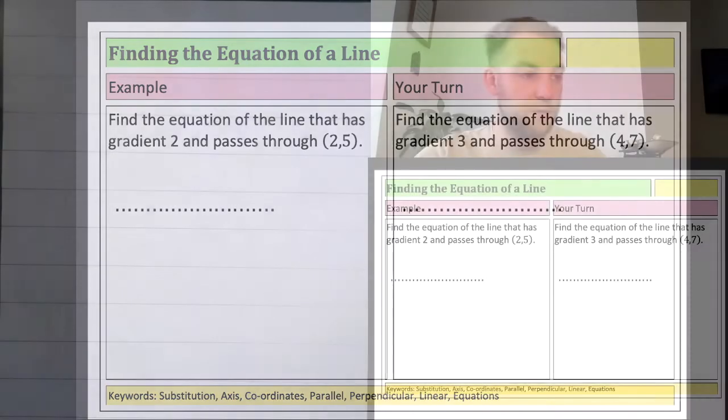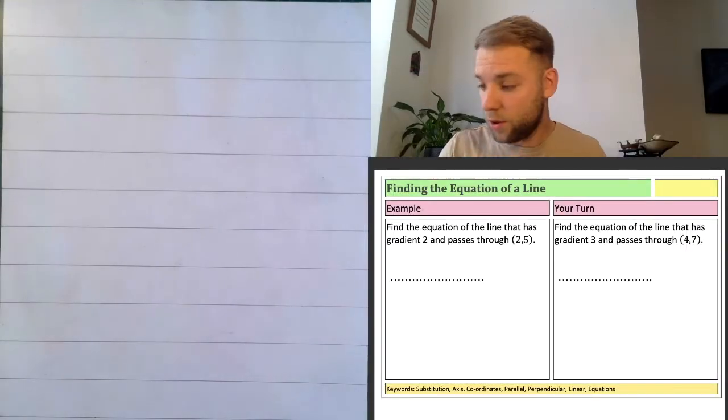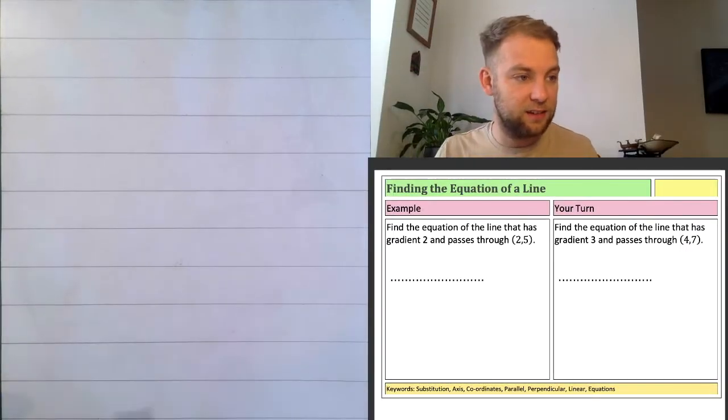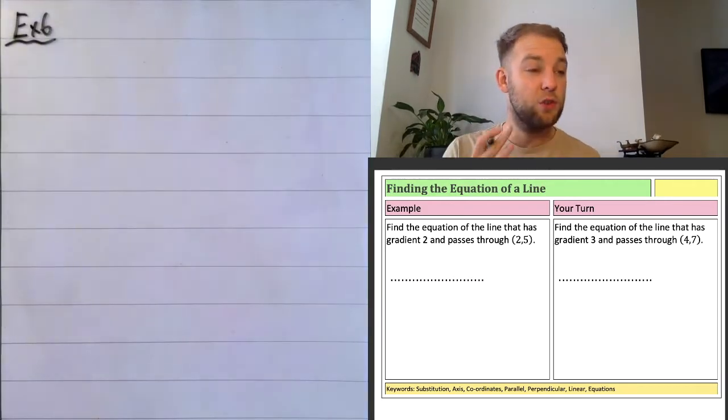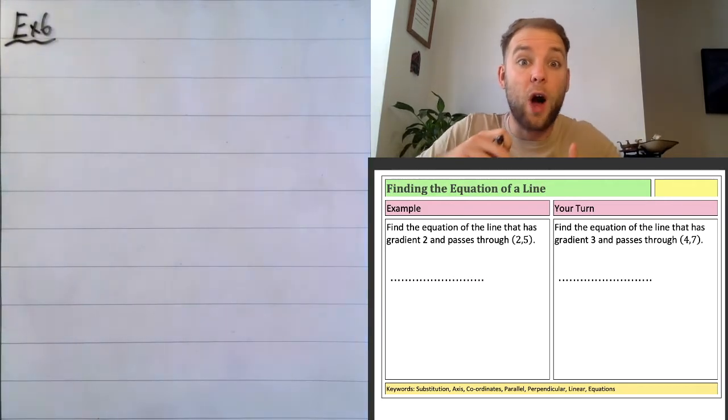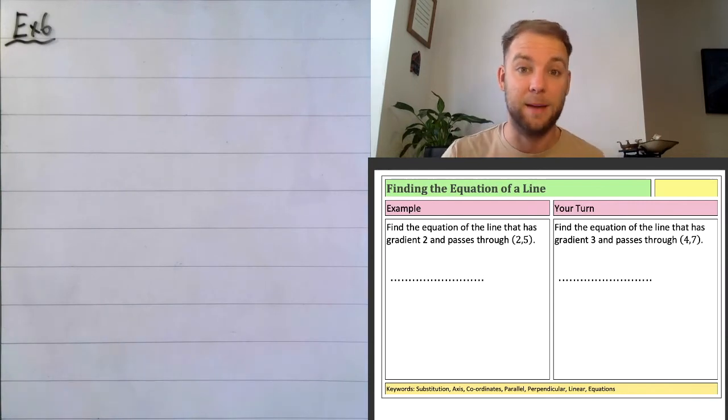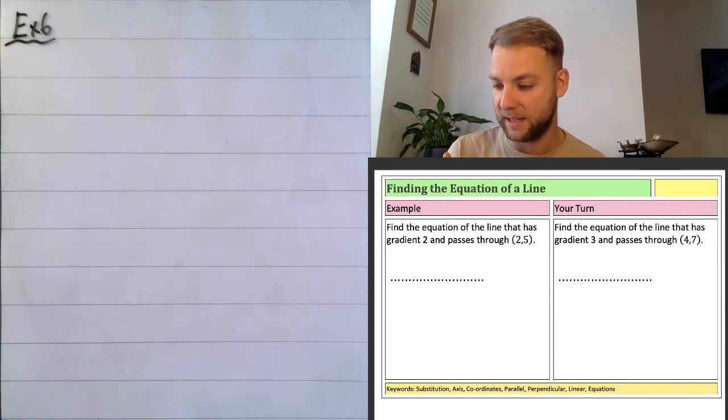Okay, so let's go through this together then. So this one on the right-hand side is example 6. Gradually getting harder. So notice with this one, we've got the gradient, we've got our point, but we don't have the y-intercept. So that's what I've got to find. I've got to find out what c is.